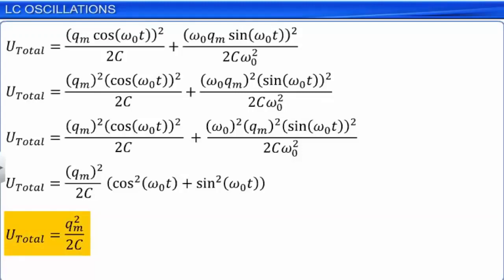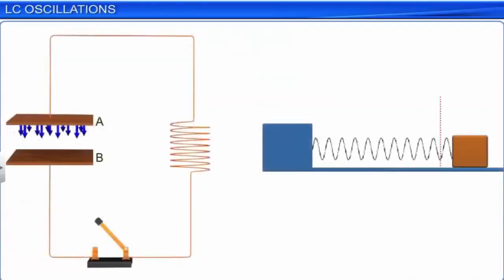Thus, the total energy in an LC circuit is always a constant. This also holds good as no external force acts on the system. Hence, this oscillation is self-sustained. We also observe that LC oscillations are very similar to the mechanical oscillations of a body in simple harmonic motion.